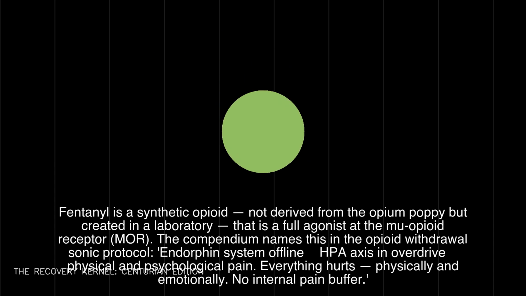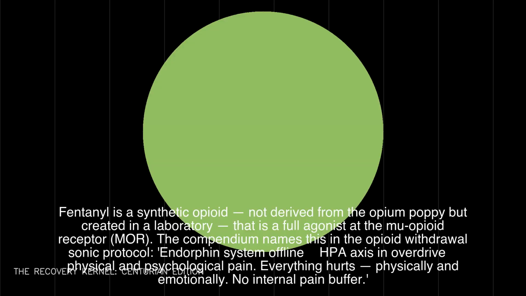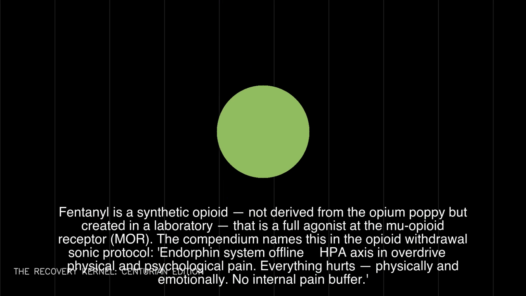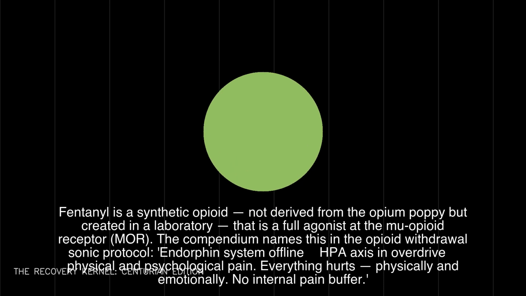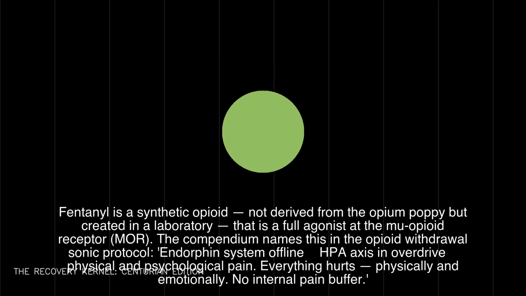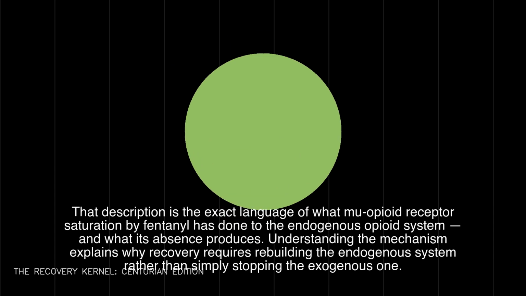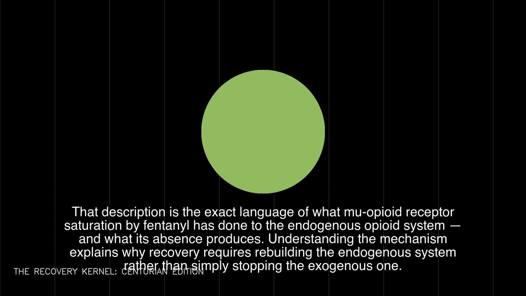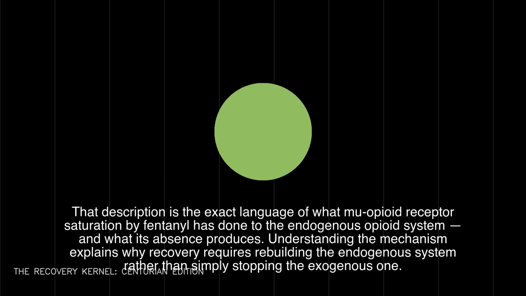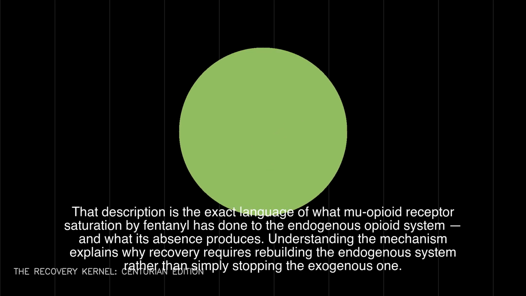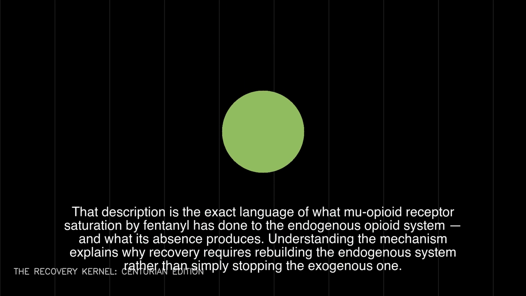The compendium names this in the opioid withdrawal protocol: endorphin system offline, HPA axis in overdrive, physical and psychological pain. Everything hurts, physically and emotionally. No internal pain buffer. That description is the exact language of what mu-opioid receptor saturation by fentanyl has done to the endogenous opioid system, and what its absence produces. Understanding the mechanism explains why recovery requires rebuilding the endogenous system rather than simply stopping the exogenous one.